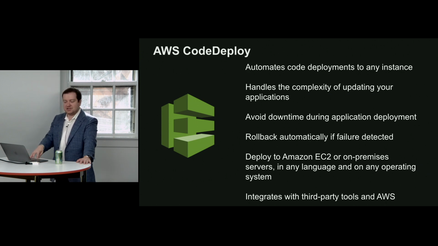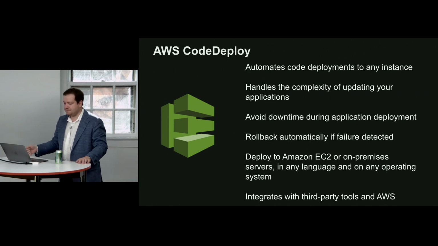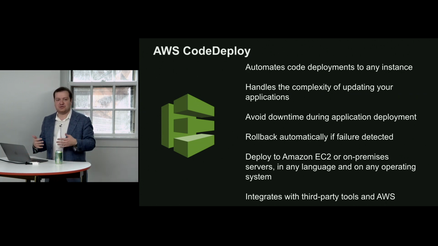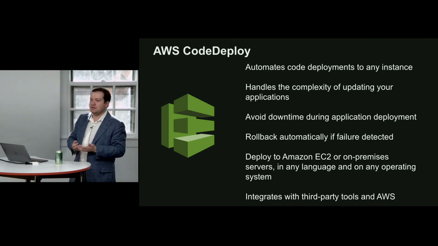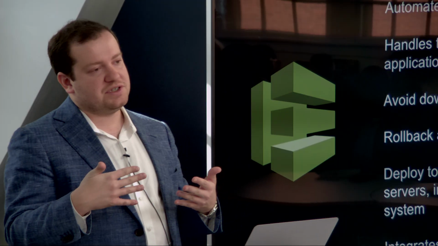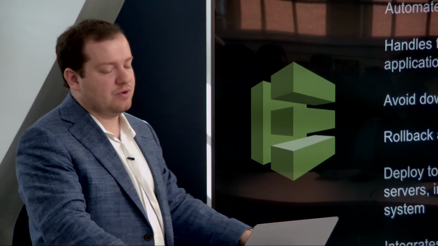And you can deploy to EC2, or you can deploy to on-premise servers with this. The only difference is EC2 is free. On-premise, you pay per deployment. And it integrates with third-party tools in AWS. So if you're using something like Ansible to deploy on your instances, you can still use it. You just use code deploy to kick off your Ansible run.